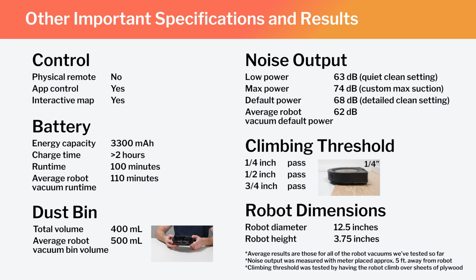In the same chart, also note the S9's runtime, bin volume, and noise output, and how those specifications and test results compare to the average for all the robot vacuums we've tested so far. Lastly, note the robot's diameter and height. These dimensions make the S9 one of the smaller robot vacuums we've tested.